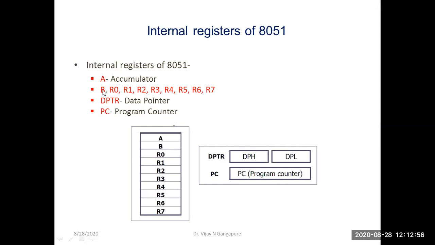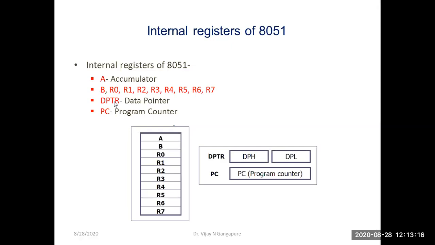And B register is special purpose. It is actually implicitly used in some instructions like arithmetic instructions. Okay. And accumulator is normally one of the operands in many arithmetic and logical instructions.